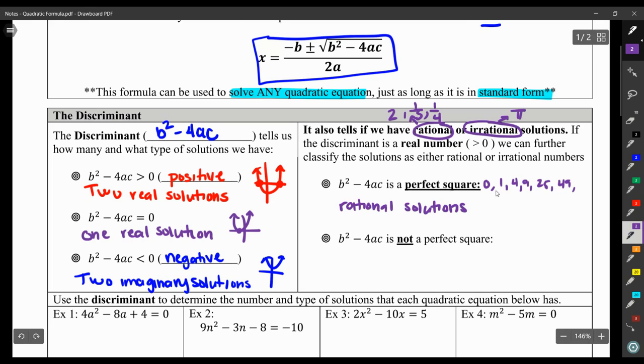Because the square root can be simplified completely out of the solution. If it's not a perfect square, so basically anything else, 2, 8, 17, 104, anything that does not have a perfect square, you will have a square root left over in the solution. This results in an irrational solution. The important pieces are these three here. The right-hand side just goes a little bit further into classifying kinds of solutions.